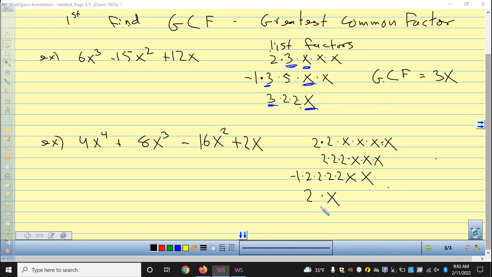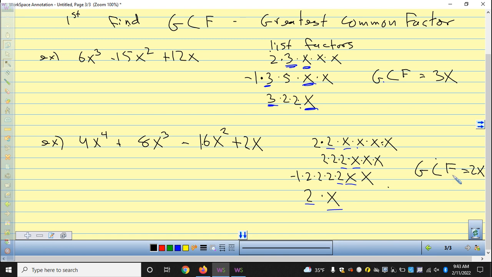All right, so I have a 2 times x here. I have a 2 times x here. I have a 2 times x there. And I have 2 times x there. So the GCF, greatest common factor, is 2x. All right, other questions here?